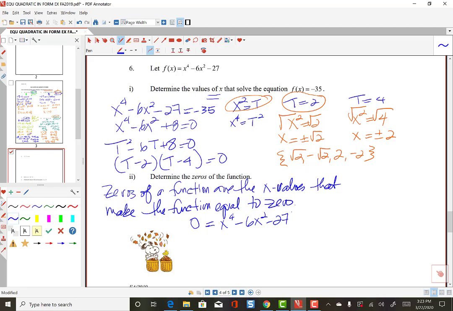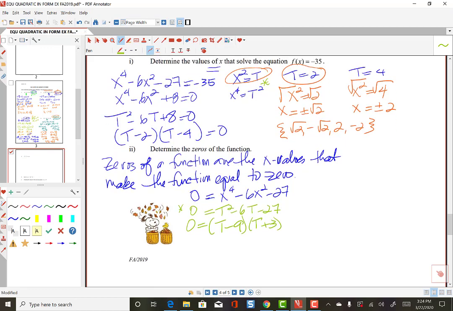Now, just because it's there and I can do it, I am going to use the same substitution down here. So that means I'm going to say 0 is equal to t squared minus 6t minus 27. Again, this looks factorable to me, so I get something like a t minus 9 and a t plus 3. All right, almost done. So take each factor, set it to 0, solve for t. I get two solutions for t: either t is 9 or t is equal to negative 3.